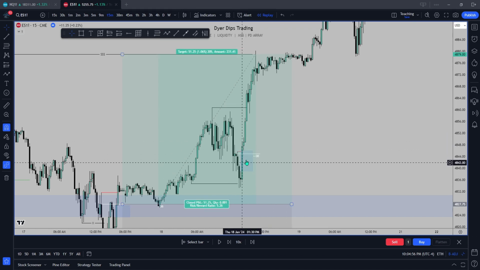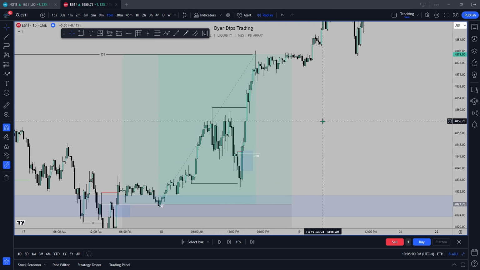But you want to use this as an entry model or a way to get in the trade when you think you know the bias or the direction of the market. And there are specific and technical ways to figure that out, which we'll cover in the future.